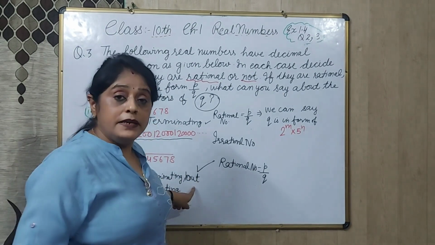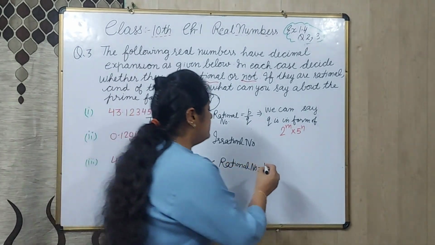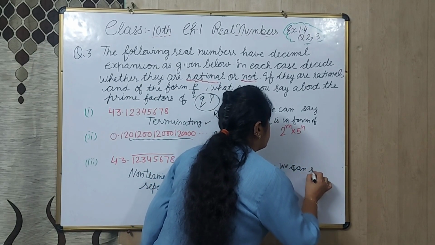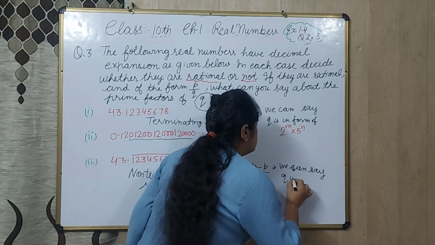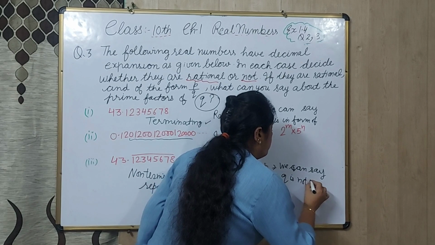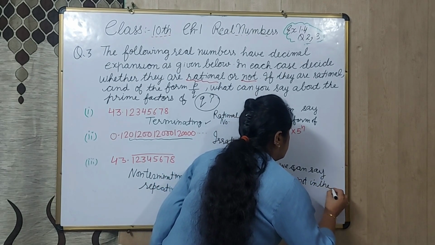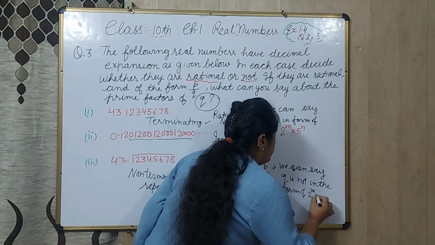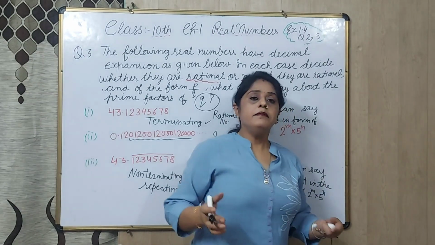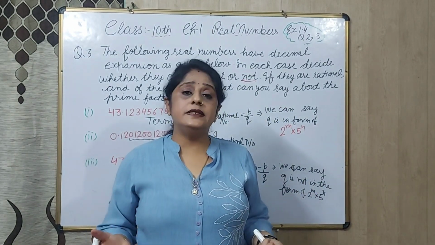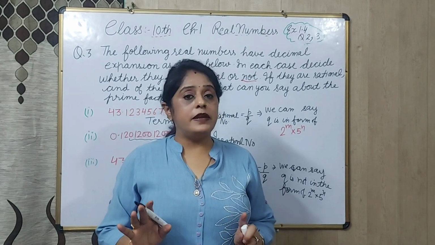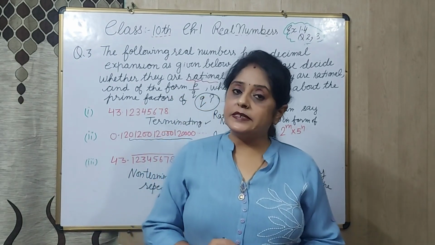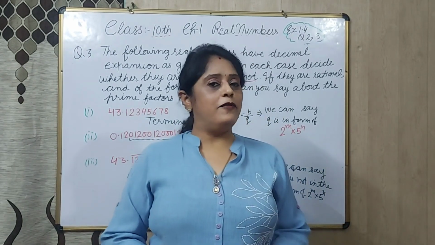If it is non-terminating and repeating, it means we can say Q is not in the form of 2 power m and 5 power n. Sometimes maybe a 2 power is there, but any other digit is there, so 2 power m and 5 power n is not there. Clear? And you revise theorems 1.5, 1.6, and hope you will have understood, and we have finished our chapter.